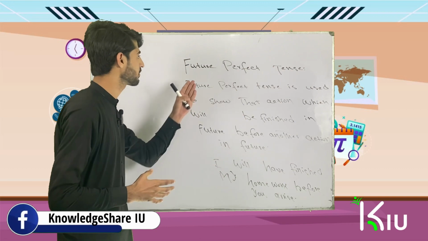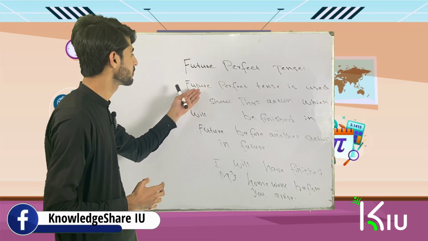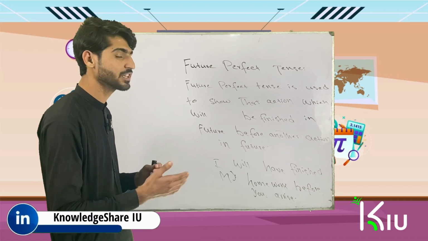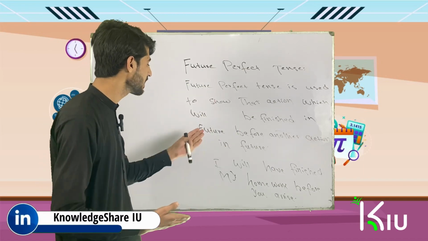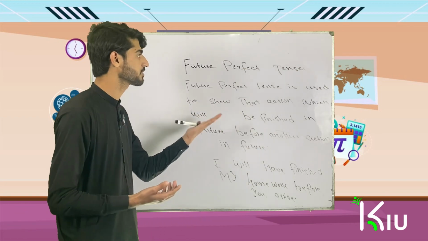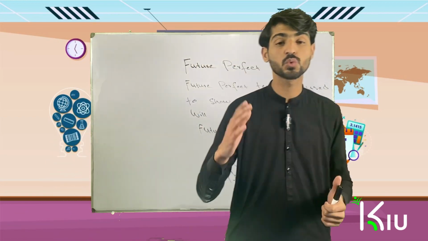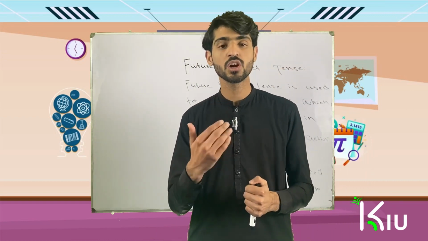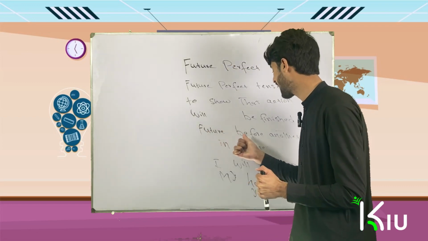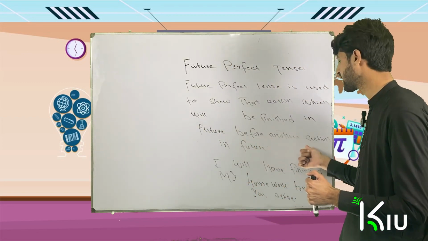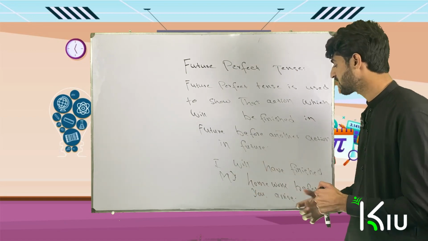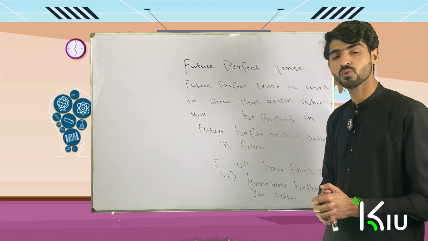The definition of future perfect tense: future perfect tense is used to show that action which will be finished or which will not be finished in the future before another action in the future. For example, I will have finished my homework before you arrive.